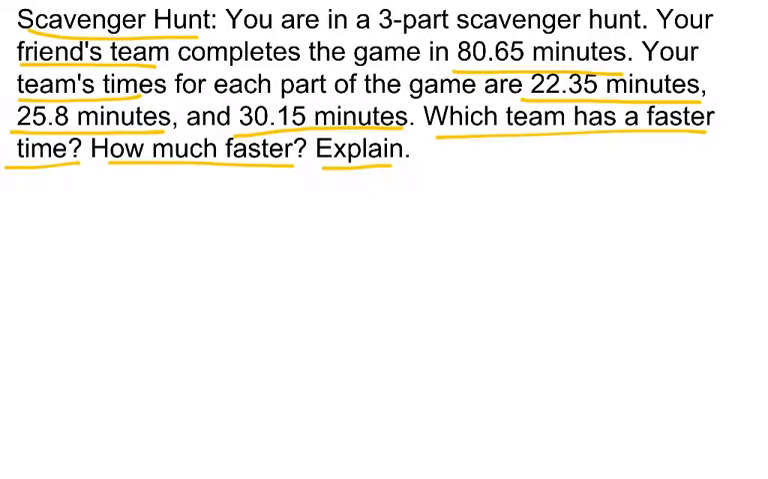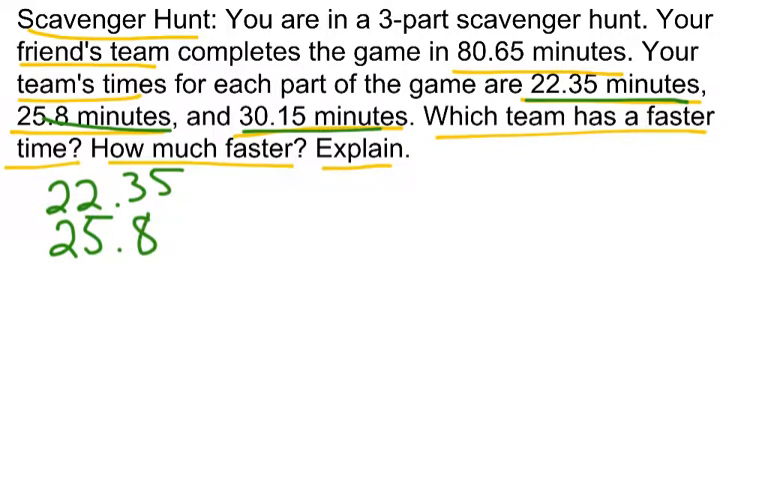So first thing we need to know is what's the difference between my team and my friend's team in this problem. But in order to do that, I need to add up all of my times to see. So I'm going to find out what my total amount of time is. That would be 22 and 35/100ths, 25 and 8/10ths. Again, align those decimals. And I can hold my spot with a 0 for any missing blanks that I need to fill in. And 30 and 15/100ths minutes. So these are what I'm going to be adding together. Again, I can bring down my decimal.